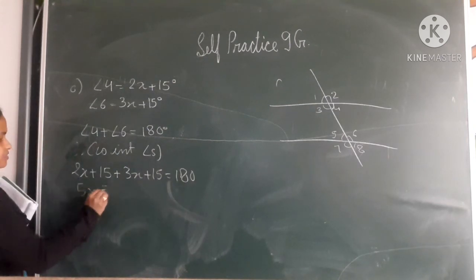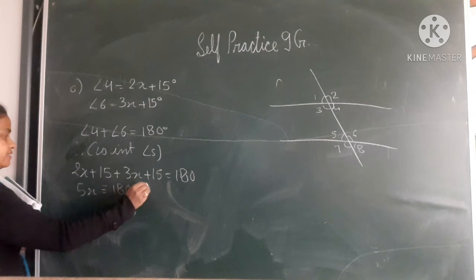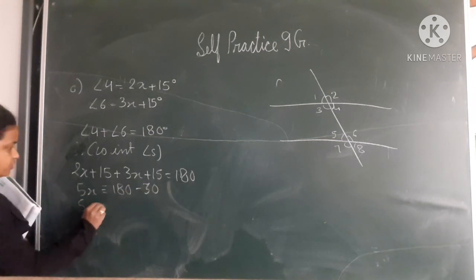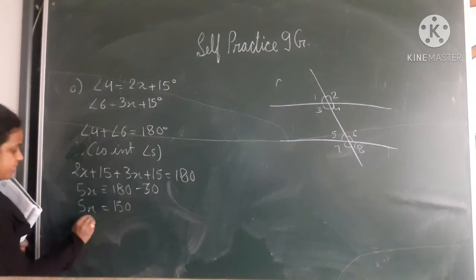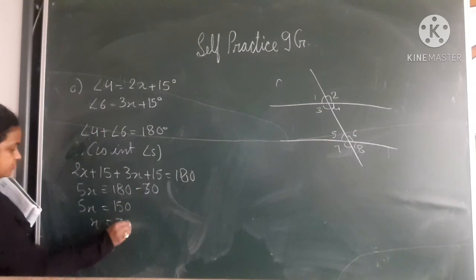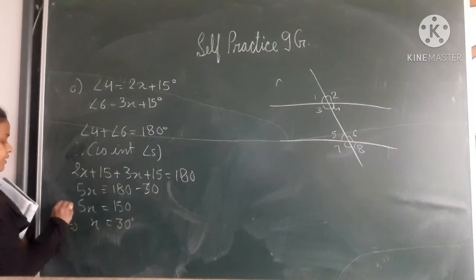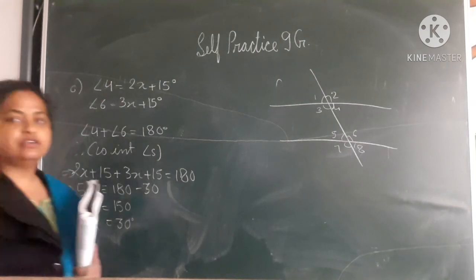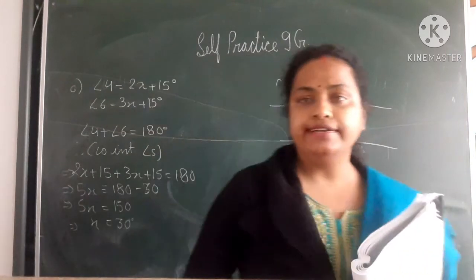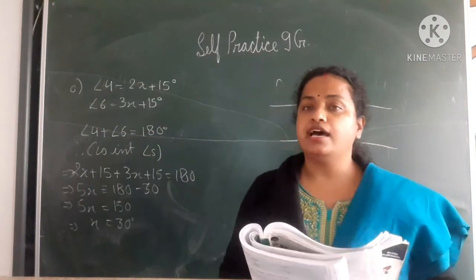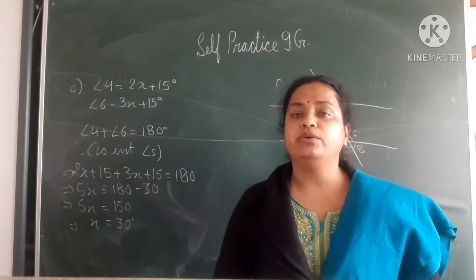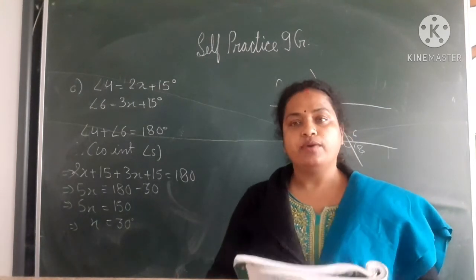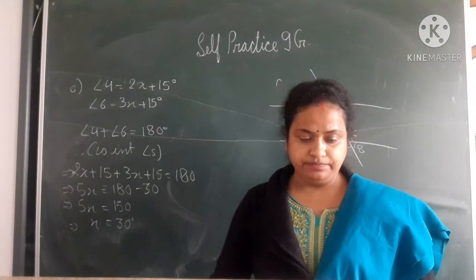5x is equal to 180 minus 30. 5x is equal to 150. x is equal to 30 degree. So as it is co-interior angle, what is the value of x that is coming? That is equal to 30. So in co-interior angles, the sum should be equal to 180. Okay, so it is equal to 130 degree.